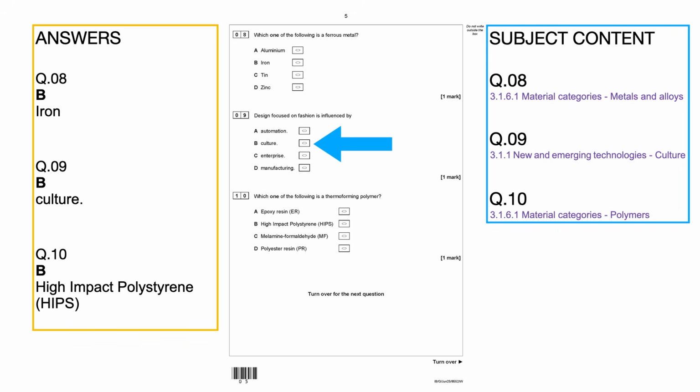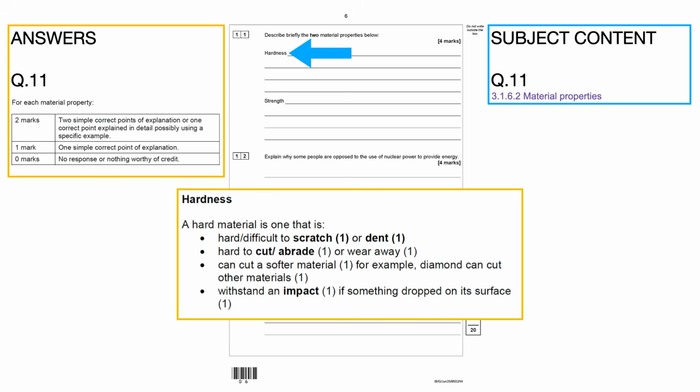Question 9. Design focused on a fashion is influenced by B, culture. Question 10. Which one of the following is a thermoforming polymer? And the answer is B, high impact polystyrene, also known as HIPS. Moving on to question 11, a 4 marker.